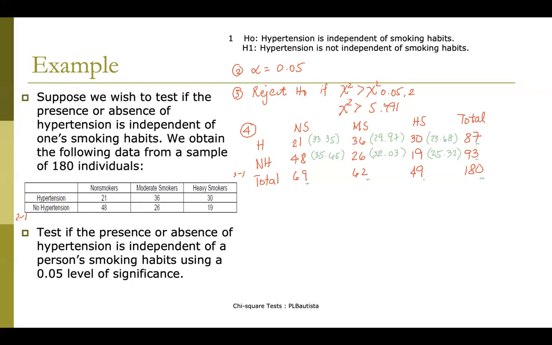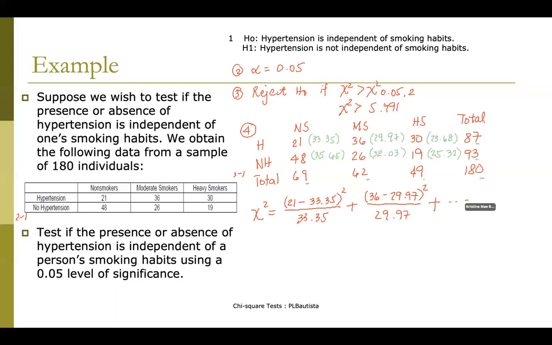So now, since we have observed and expected values, we can now compute the chi-square test statistic. Going through each of the cells. For the first cell, you have an observed value of 21 minus the expected value of 33.35, squared and divided by 33.35. Going to the next cell, you would have 36 minus 29.97, squared and divided by 29.97.